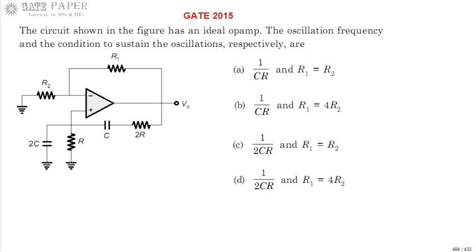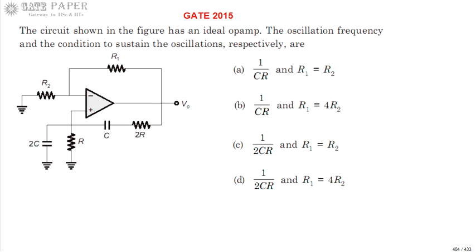Hello, we are discussing the GATE 2015 ECE paper. Look at the circuit diagram; the circuit in the figure has an ideal op amp. We are going to find the oscillation frequency and the condition to sustain the oscillations. Those two things we are going to calculate.